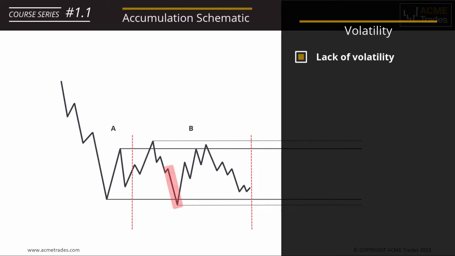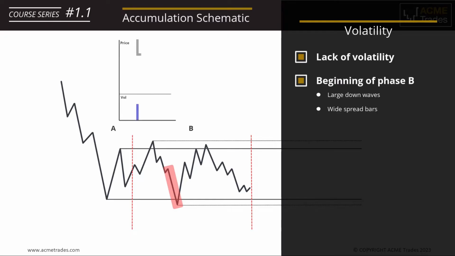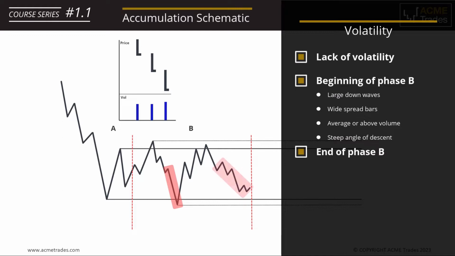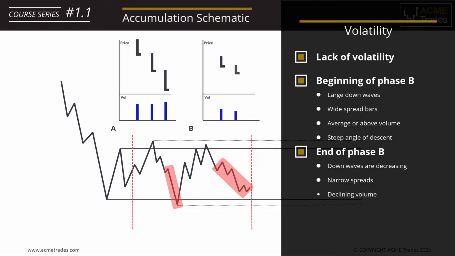So if we look within phase B here, in the beginning there were some large down waves, and usually accompanied with this there will be some good wide spreads with perhaps volume like so. But towards the end we can see that down waves are certainly decreasing. We want to see spreads narrow and volume decline dramatically. Along with the angle of descent, we want to see it flattening out.